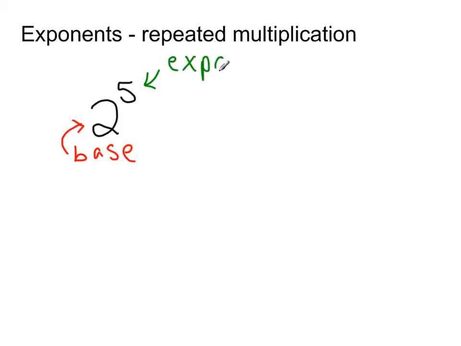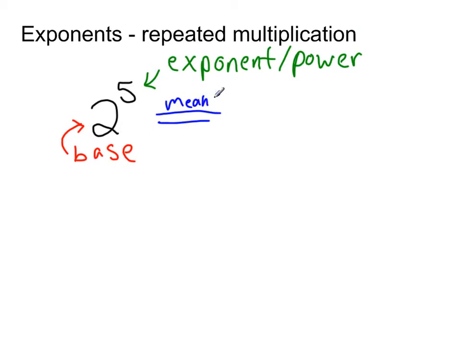And sometimes people will refer to exponents as powers. In fact, I tend to choose power as my word. I like to say power of. Sounds more imposing. So we have 2 to the power of 5, or 2 raised to the 5th power. What this means is that we have 2 times itself 5 times. So it's repeated multiplication of whatever the base is.